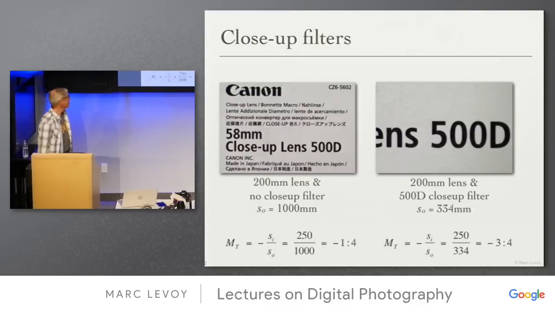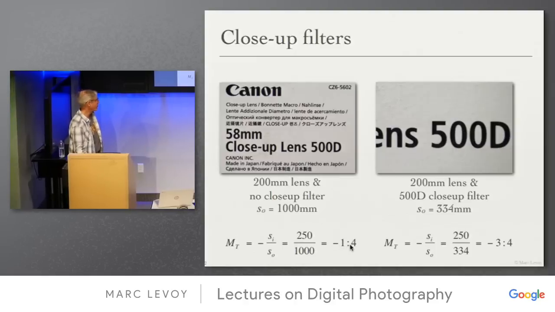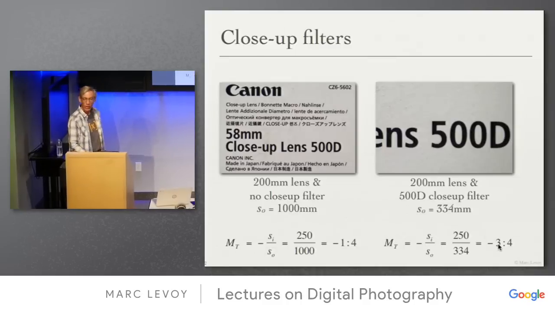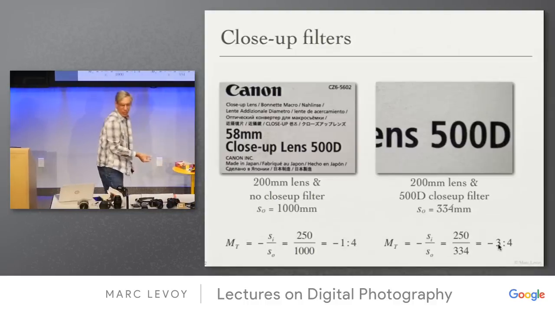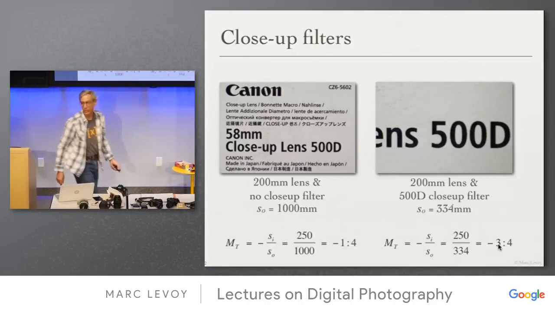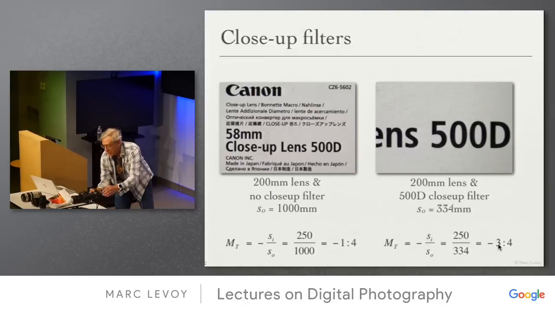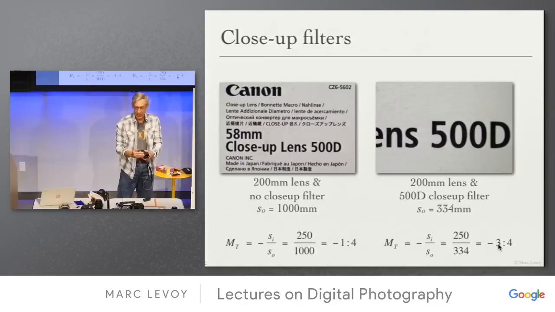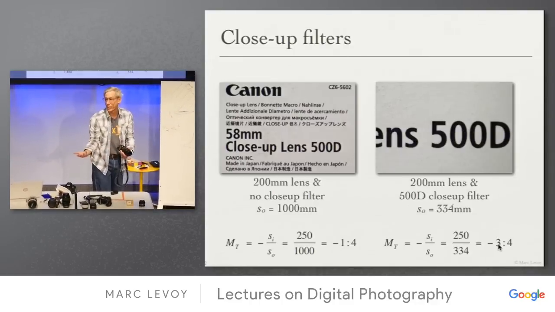And so if we go back to this case and look at the magnifications, this is -1 to 4, 1/4. It's often written in photography like this. And the magnification of this one is 3 to 4, closer to 1-to-1 imaging. In other words, an object almost gets as big on the sensor as it was there. Sorry, this is 250, this is 334. That's almost 1-to-1. Not quite 1-to-1.